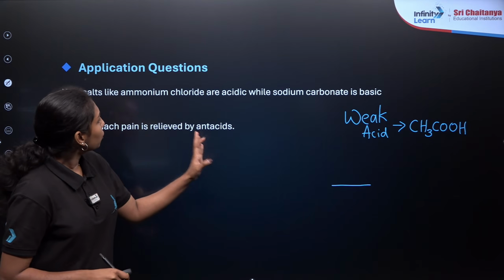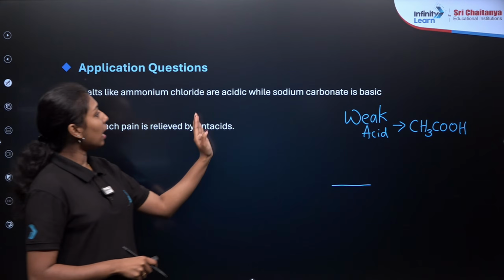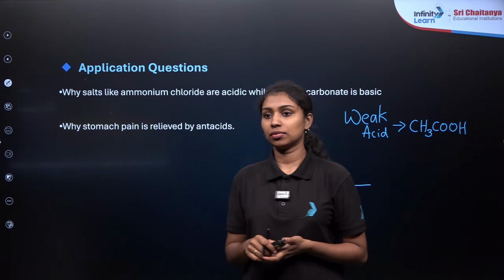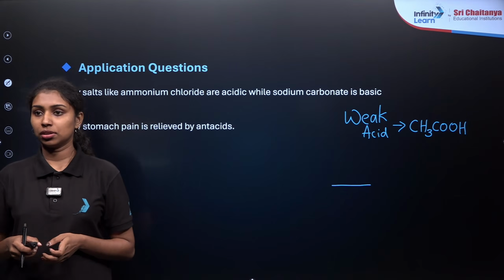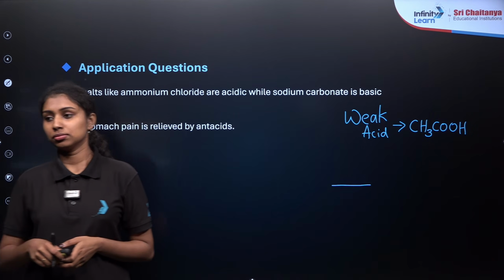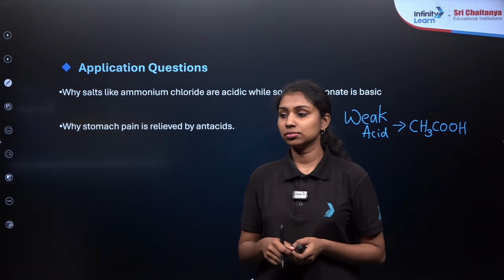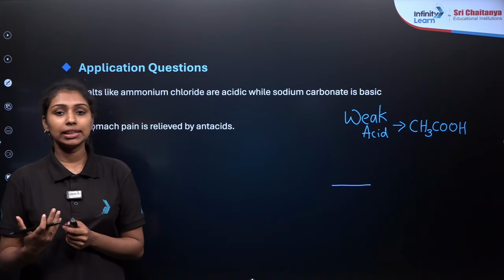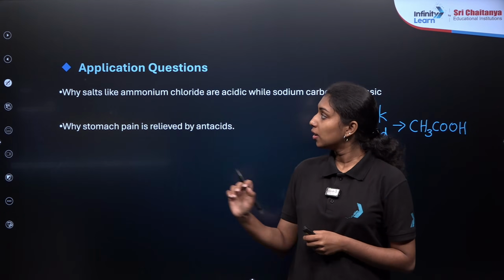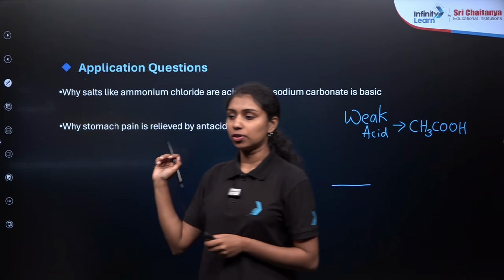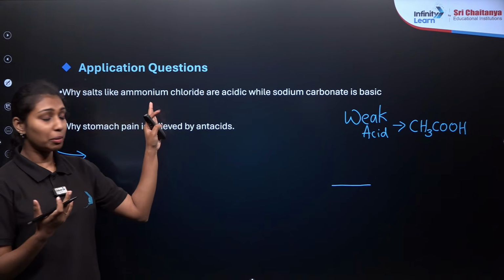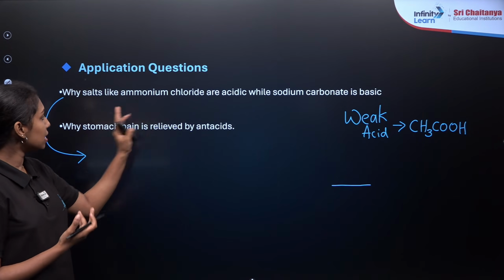And there is a reasoning question for you. Why are salts like ammonium chloride acidic while sodium carbonate is basic? What will be the reason behind that? So how can we define the nature of a salt depending upon the acid and base from which it is formed? Let's say the question is for 3 marks or 4 marks, how can we answer it? First you need to identify the parent base as well as the parent acid for the salt, right?